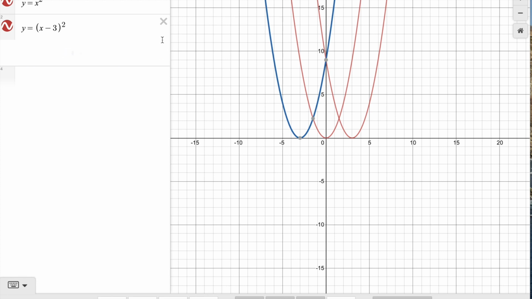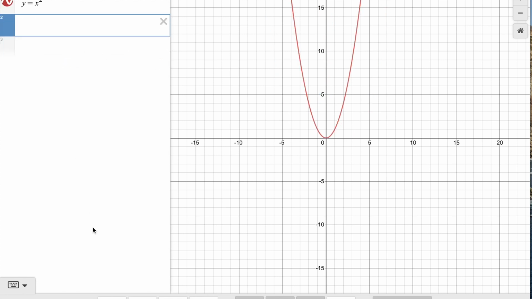Okay, I should have done one, but let me do one more. Y equals, the other one we shifted it down 5. How do you think we could shift it up 5? X squared, instead of minus 5, we can do plus 5, and sure enough, it shifted it up.